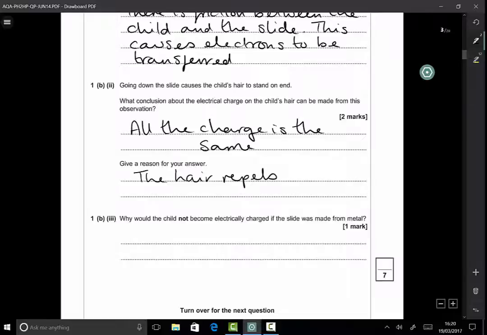Okay, why would the child not become electrically charged if the slide was made from metal? Well, that's because metal is a good conductor of electricity. So the charge wouldn't get built up, it would just be conducted away.